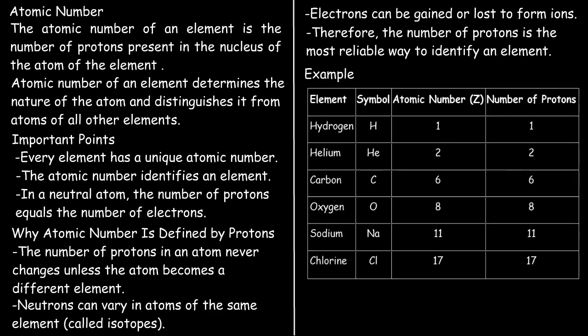Below is an example of some elements and their atomic number. We have hydrogen with the atomic number of 1, helium with the atomic number of 2, carbon with the atomic number of 6, oxygen with atomic number of 8, sodium with atomic number of 11, chlorine with atomic number of 17, and they all have corresponding number of protons.